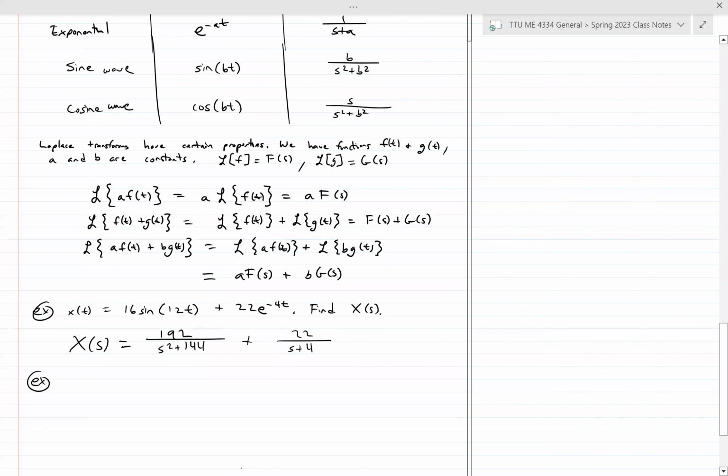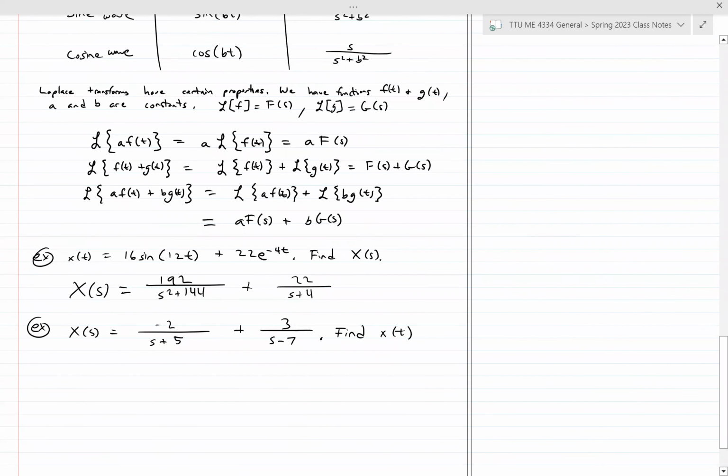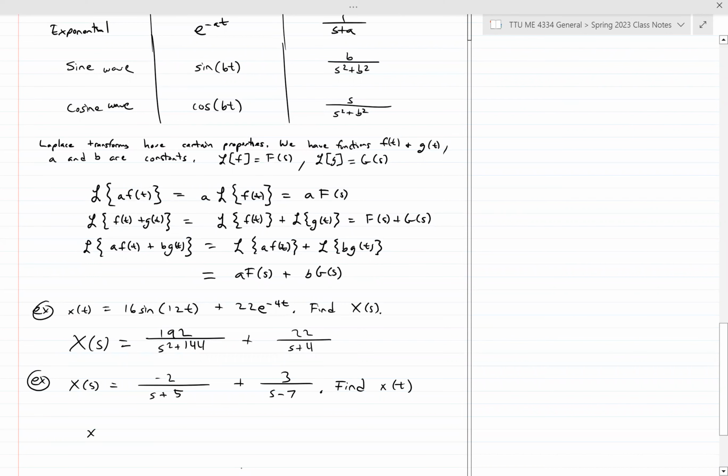What about Laplace transform for something that we're going to probably use a little bit more commonly? Negative 2 over s plus 5 plus 3 over s minus 7. Let's actually do inverse Laplace transform is what I meant to say. We want to find x of t. So what is x of t going to be in this case?